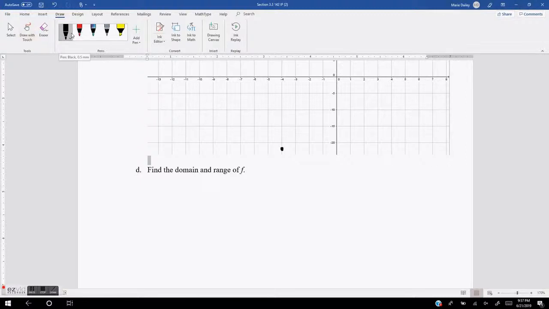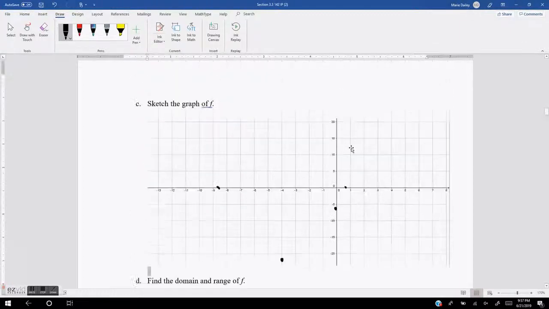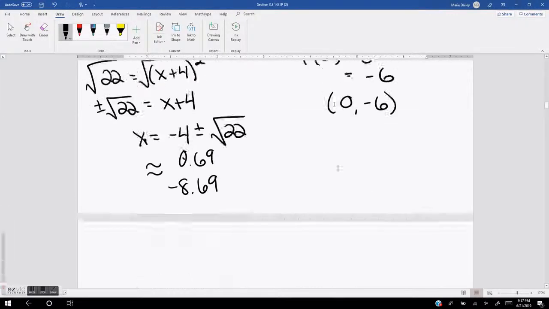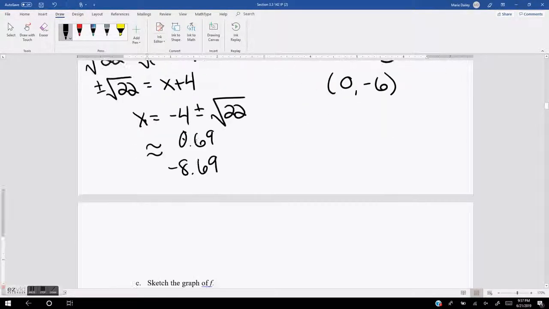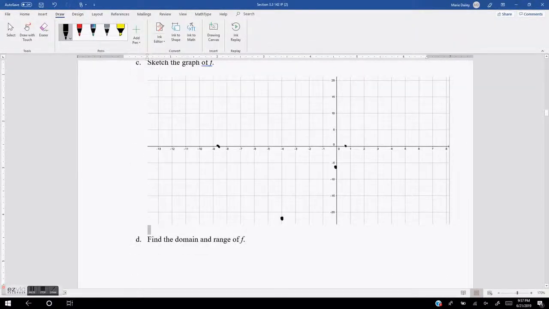I got my 2 x-intercepts, plot those points. And then my y-intercept we said was (0, -6). So there's my points. All right. We know here by looking at the original equation that the leading coefficient is positive, so the graph is going to open upwards. The graph does open upwards. We can then go ahead and play everybody's favorite game of connect the dots.